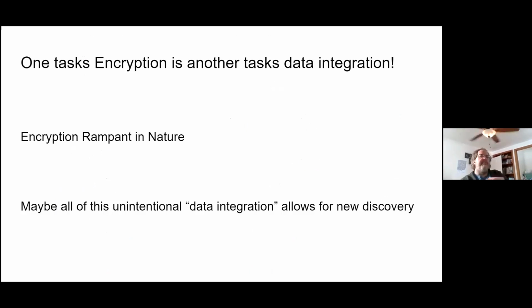So this leads me to my profound statements at the end of the talk. One task's encryption is another task's data integration. I'm going to make a call, and I don't think this is surprising to anyone, but evolution is really messy. One way to think about this is that encryption is rampant in nature. Whatever solution shows up first, no matter how convoluted, is going to be what it is. I see no reason why this shouldn't apply to regulatory networks, and I see no reason why this wouldn't explain why GWAS are so hard. It's really hard to find independent genes that convey some function.